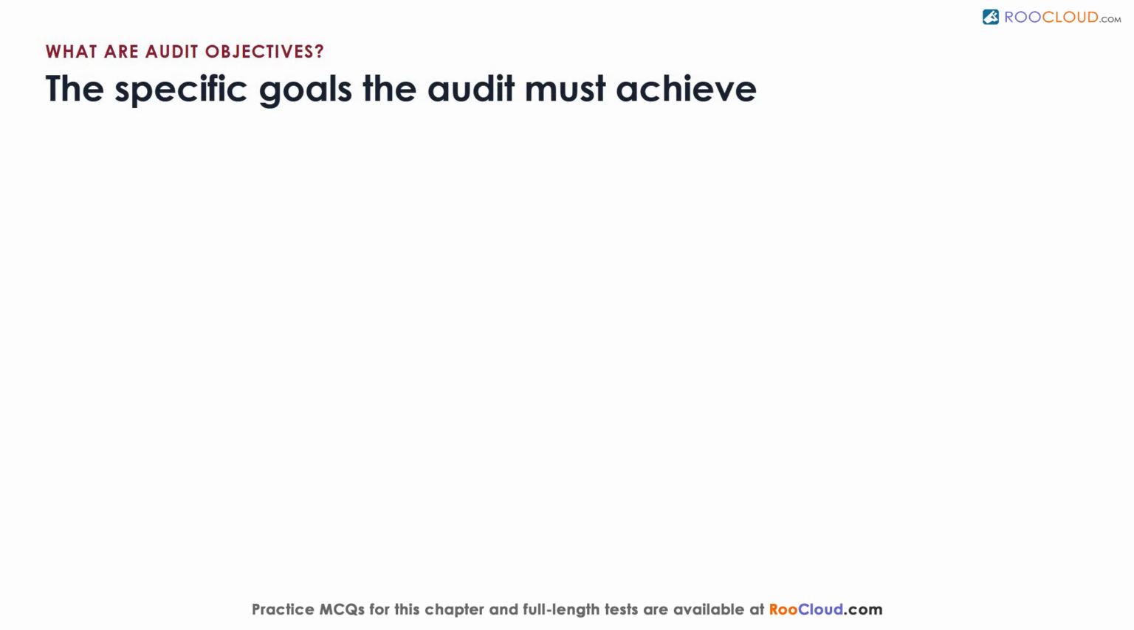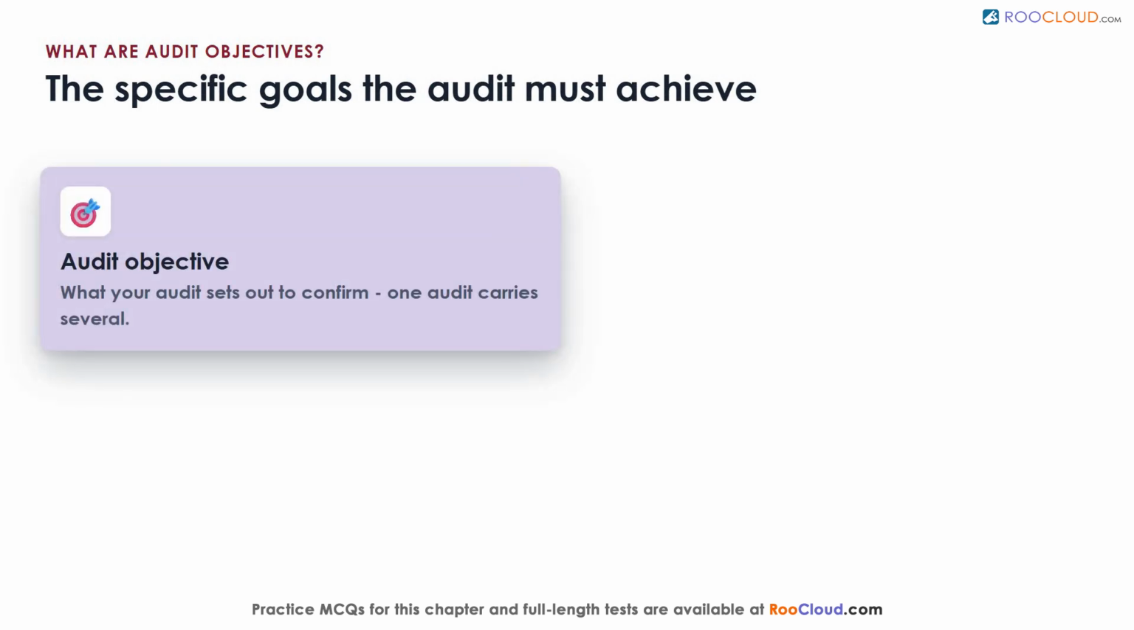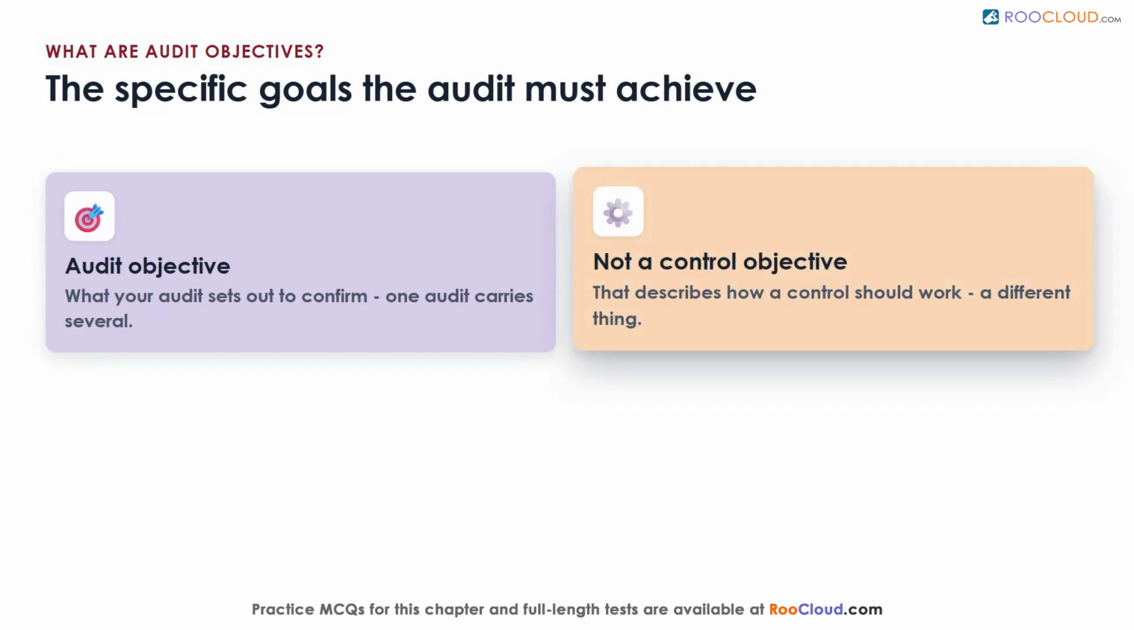What exactly are audit objectives? They are the specific goals the audit must achieve. Don't confuse them with control objectives. A control objective describes how a control should work. An audit objective is what your audit sets out to confirm. One audit usually carries several objectives.